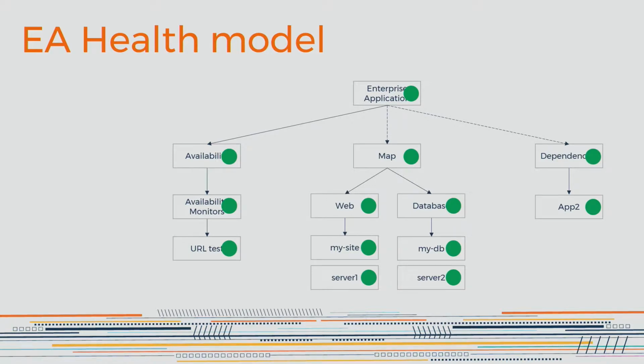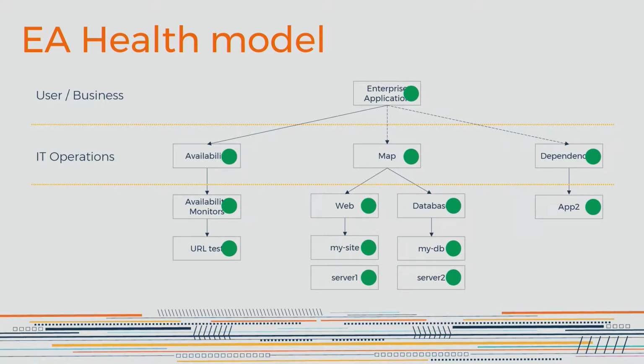So there's a health roll-up layered on top. At the top level, the enterprise application health is really what you want to publish to the users of your business. They don't care about the lower level stuff. They just want to know, is this service running or not? Now, the IT operations team probably do want to have a bit more insight into what's going on.